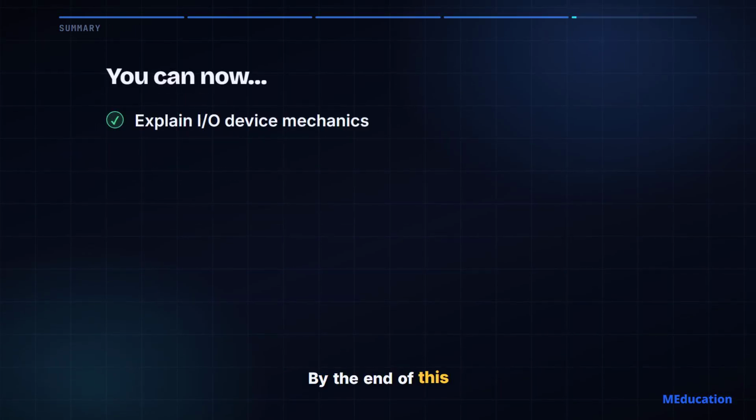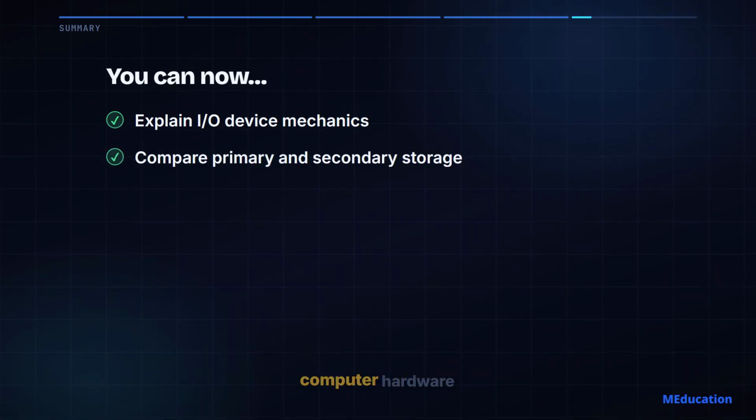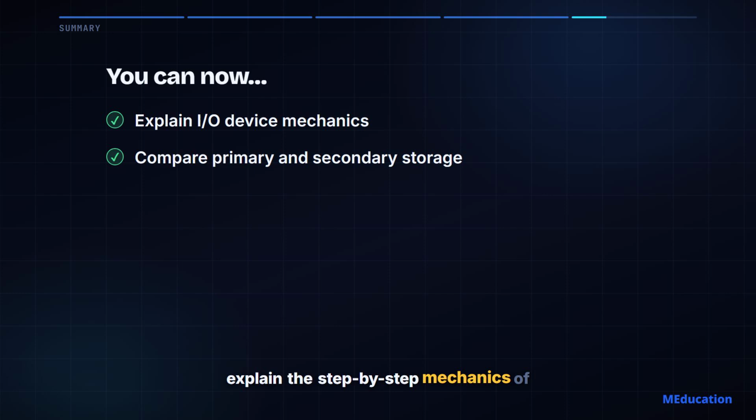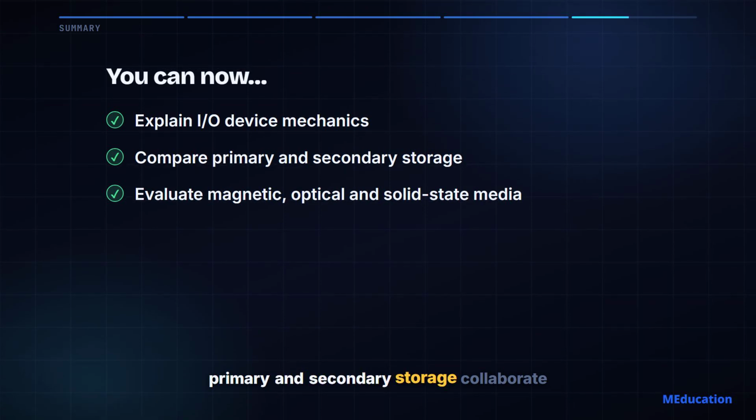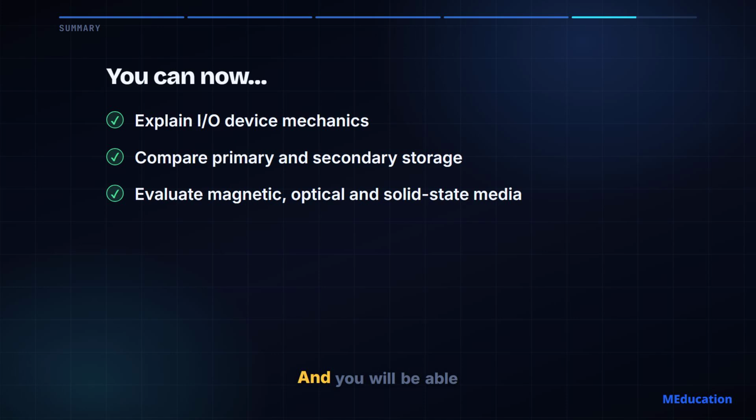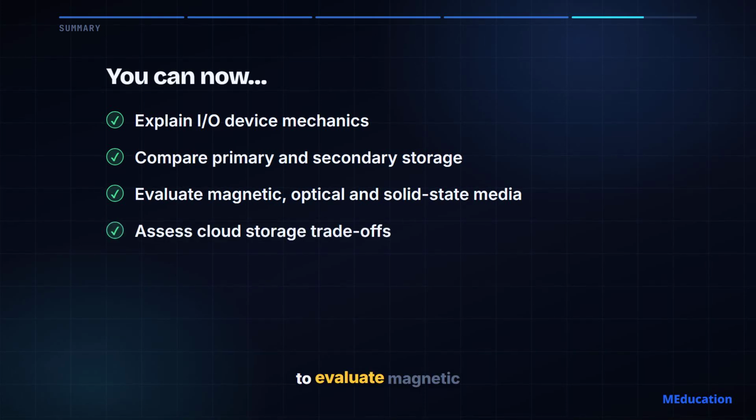By the end of this unit, you will be fluent in the technical vocabulary of computer hardware. You will be able to explain the step-by-step mechanics of key input and output devices. You will know exactly how primary and secondary storage collaborate to run programs. And you will be able to evaluate magnetic, optical, solid-state, and cloud storage to justify the right hardware choices in your exam. When you are ready, move on to the first lesson and let's get started.